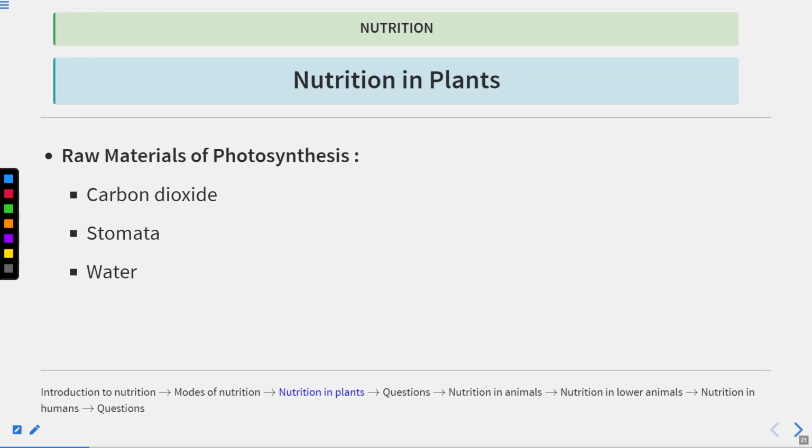Now let's talk about the raw materials for photosynthesis. We have already discussed, you can say raw materials, or you can also say substrate for photosynthesis. The first one is carbon dioxide, which is very important. Then we have the water, and then stomata is also required. What is the role of stomata? Stomata help in the gaseous exchange, meaning exchange of carbon dioxide and oxygen. Carbon dioxide is absorbed from the atmosphere, and then oxygen is released back to the environment. So stomata is also very important.